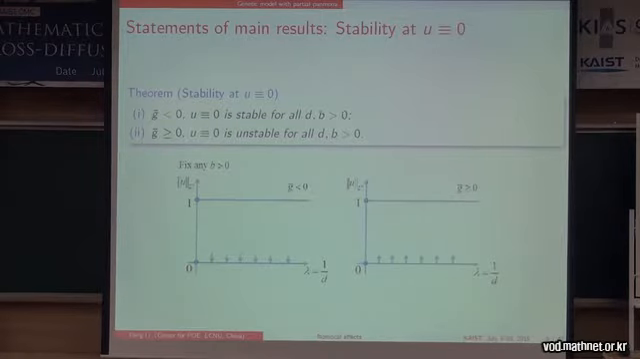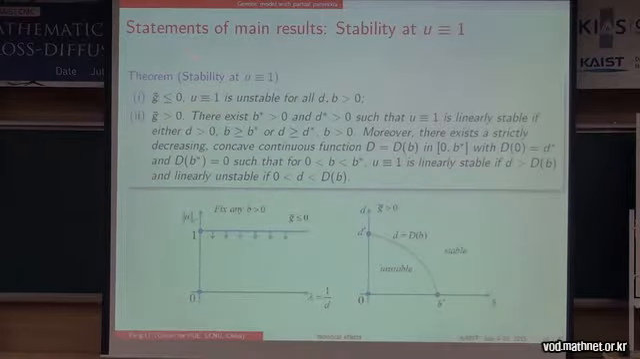Okay, next. Also, we studied the stability at U equals 1. We can try to interpret the results as before. Also, you'll see here's our result. When G bar is non-positive, U equals 1 is always unstable. So it means the other allele, A2, always has a chance to survive.